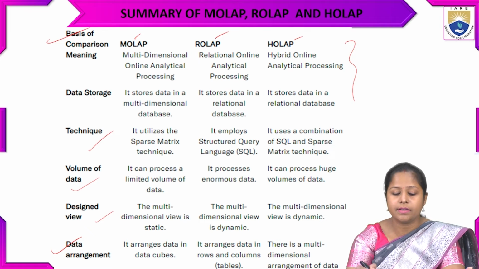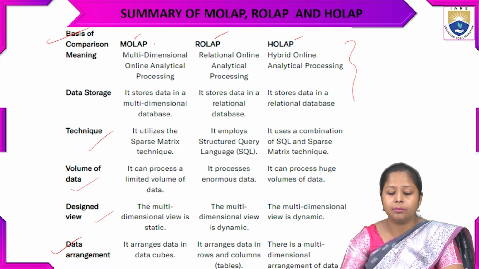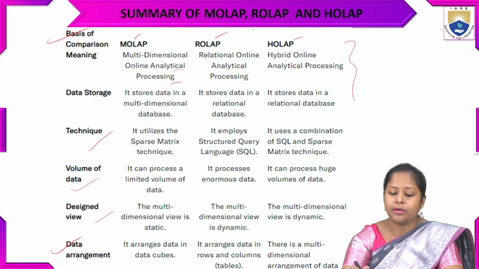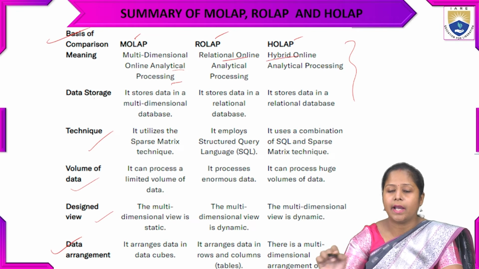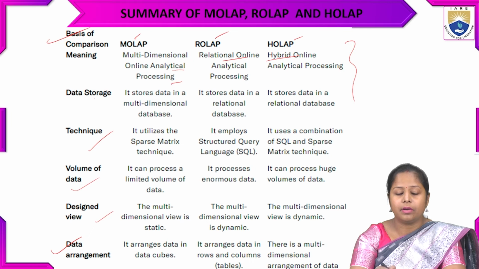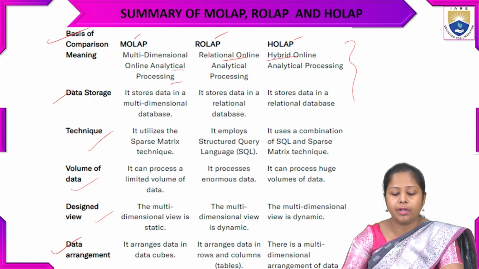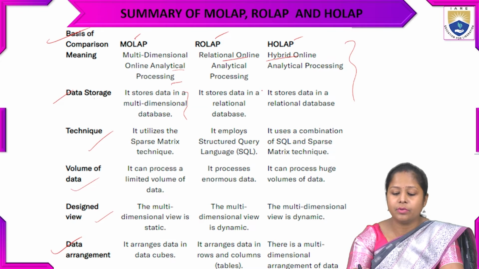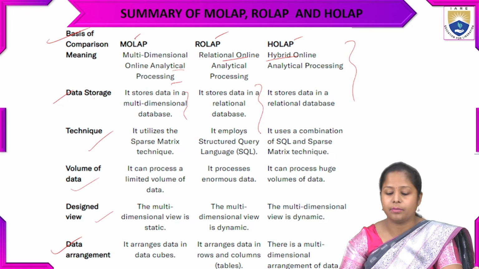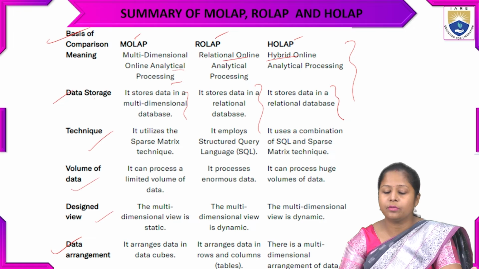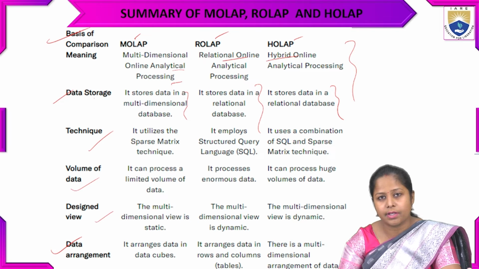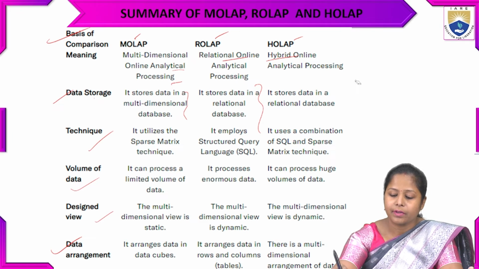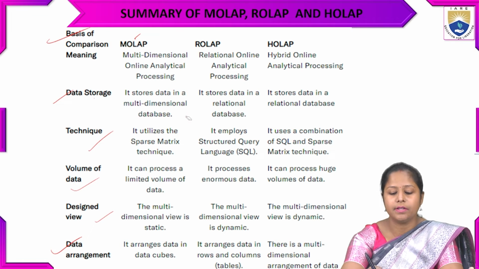So here we can see MOLAP is multidimensional online analytical processing, ROLAP is relational, and HOLAP is hybrid. On the basis of data storage, MOLAP is going to store data in a multidimensional database. ROLAP is going to store the data in a relational database. The HOLAP is going to store the data in the relational database. So ROLAP and HOLAP use the relational database to store the data.